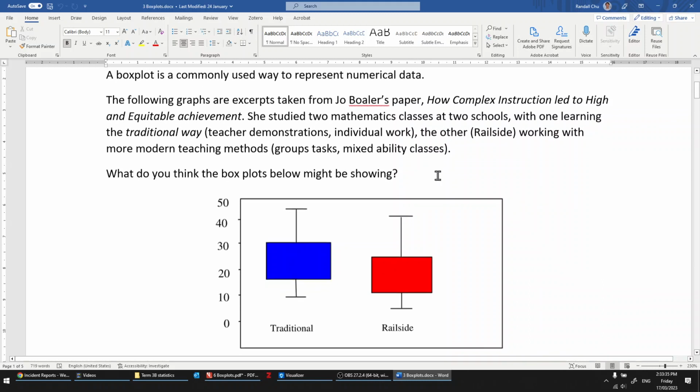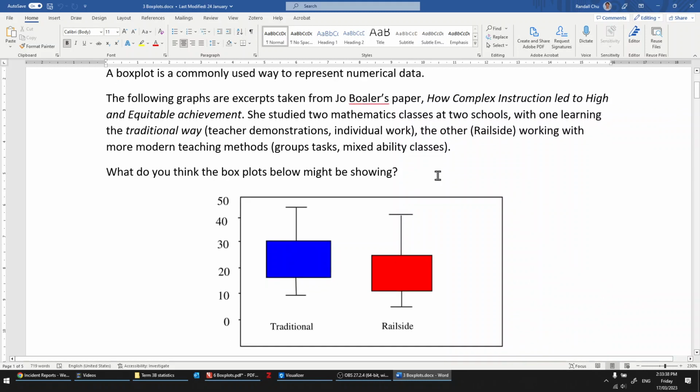So, Jo Boaler is this really famous maths educator. What is her last name? It's a she, Jo Boaler. John? Jo. I thought you said John.